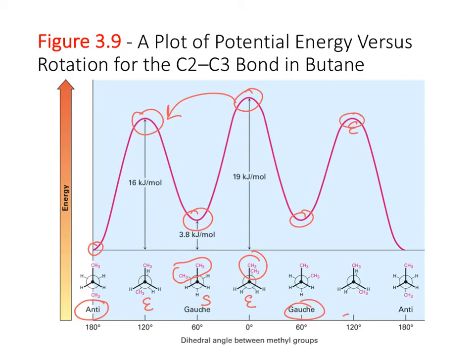So these two eclipses have the same energy, because if you look at what's eclipsed, it's a methyl and a hydrogen, two of those, and then two hydrogens. That's the same type of eclipsing interactions on that one. And then if we rotate again, we're back to where we started.